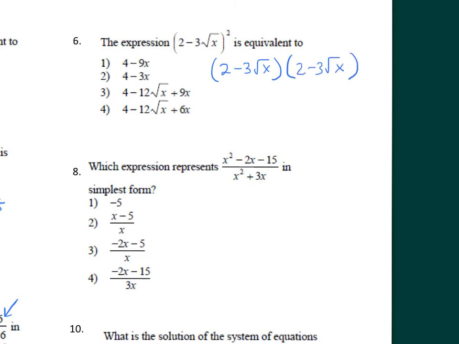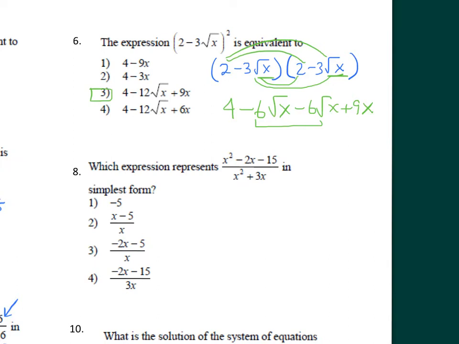Just to show you a different method here, we can just distribute 2 times 2, which is 4, 2 times a negative 3 radical x. I'm going to take the negative 3 rad x times 2, which is negative 6 rad x. And this one you have to be careful. Negative 3 times negative 3 is a positive 9, and a rad x times rad x is just x. These middle two terms combine to give us choice 3.